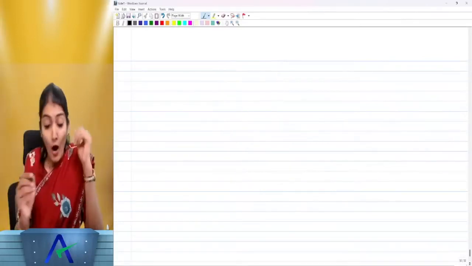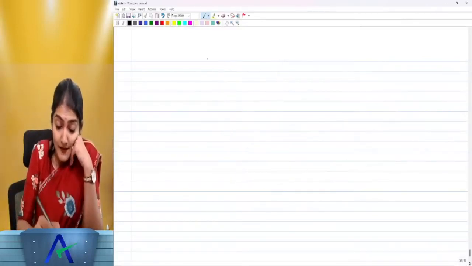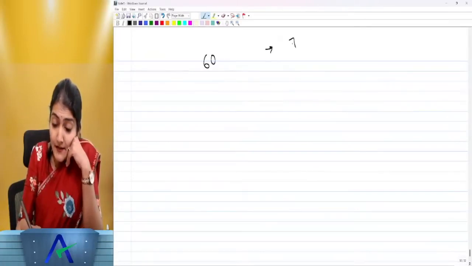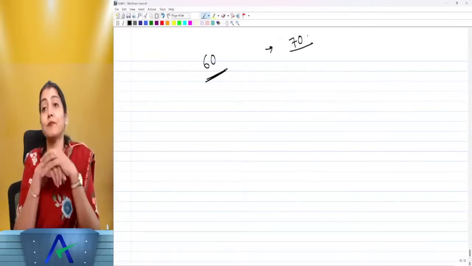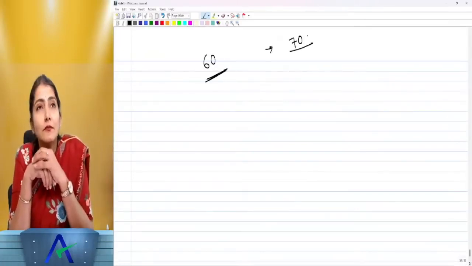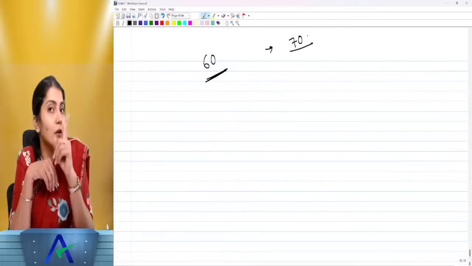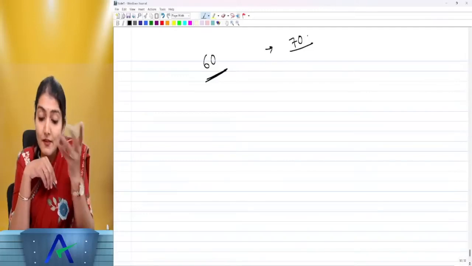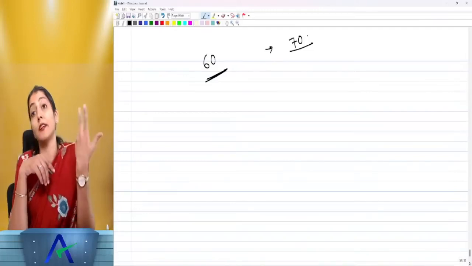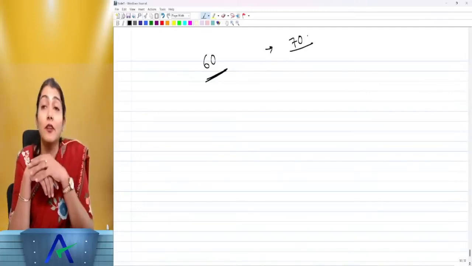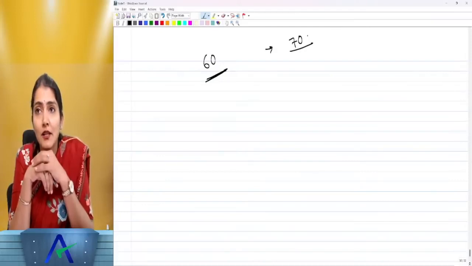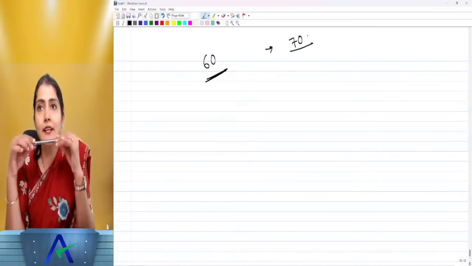Practicing CA, how many tax audits is he allowed to accept? 60. And this CA, he accepted 70 tax audits. Practicing CA, how many tax audits can he accept? One chartered accountant, tell me, 60. This CA said, no, I will do 70 tax audits. Out. Out where? Guilty where? Guilty under?